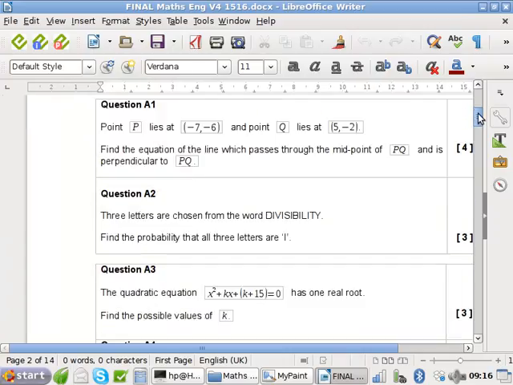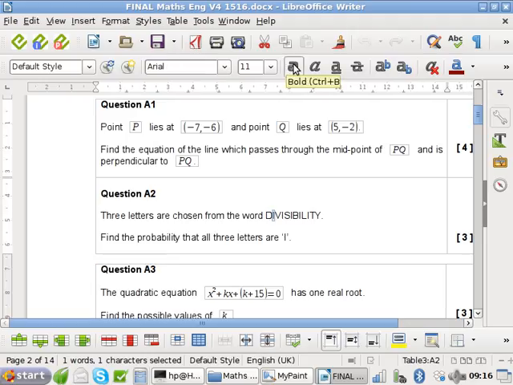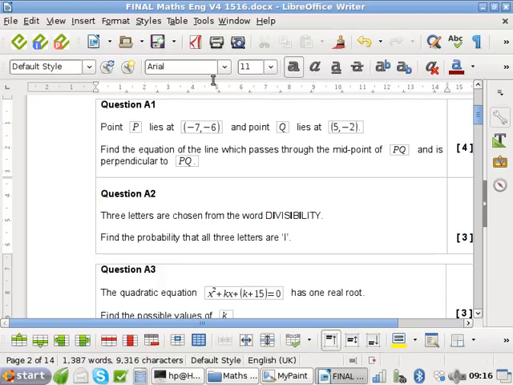Oh, it's not abracadabra, it's divisibility. Right, so can you see it there? Harim, Grace, and Andy? Yeah. 3 letters are chosen from the word divisibility. Find the probability that all 3 letters are I. So, how many I's do you have here? Let's see, you have 1, 2, 3. Oh yeah, I missed one. 4 and 5.